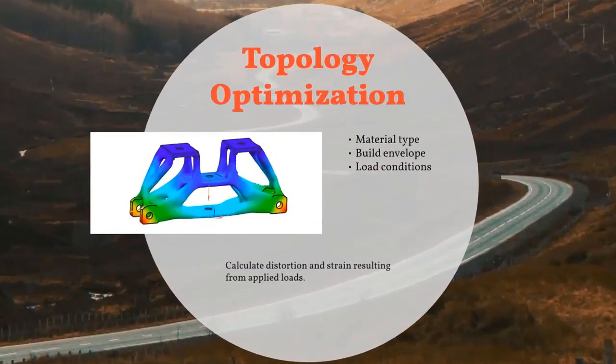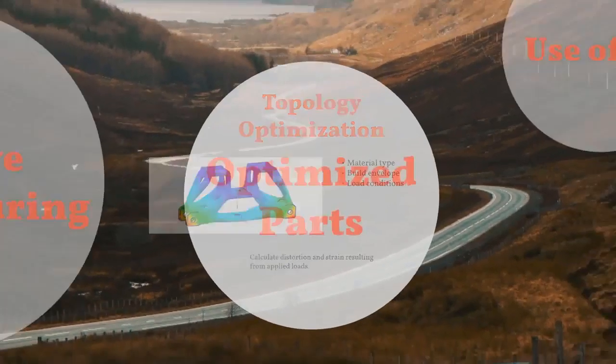One new way to lower the weight of individual parts in a vehicle is through topology optimization in additive manufacturing. Topology optimization takes inputs such as materials height, build envelope, and load conditions and allows the computer system to design an optimized part from those inputs. During the optimization process, the system will also calculate the distortion and strain resulting from applied loads. In this image, you can see a vehicle part from NX software undergoing topology optimization.